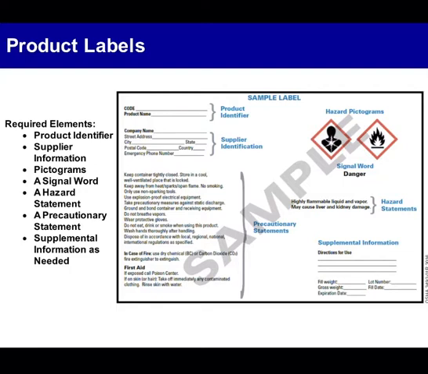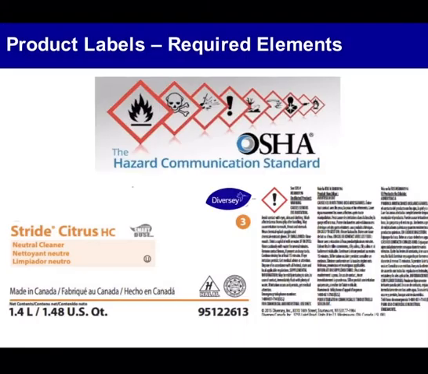All labels on hazardous chemical containers are required to have these elements: product identifier, supplier identification, pictograms related to physical and health hazards, a signal word, a hazard statement, a precautionary statement, and supplemental label information. All of these must be plainly indicated. The standard will require these elements on labels by June 1st, 2017. Click on the markers to learn more.